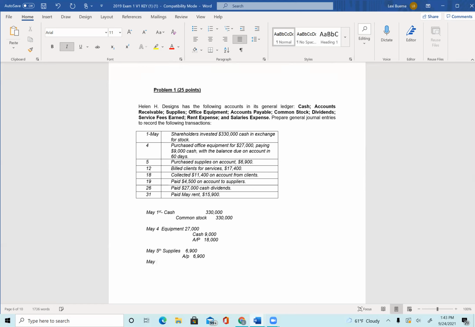May 12th, billed clients for services of $17,400. When you bill clients, you're going to debit accounts receivable. That's going to be a key word for that account: billed clients, or just bill in general. So it's going to be $17,400. And since it's for services, the credit is going to be service revenue.